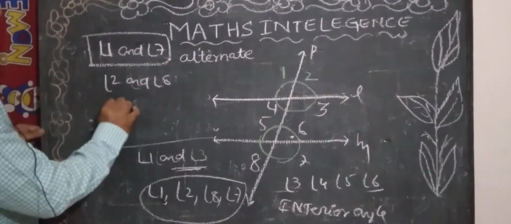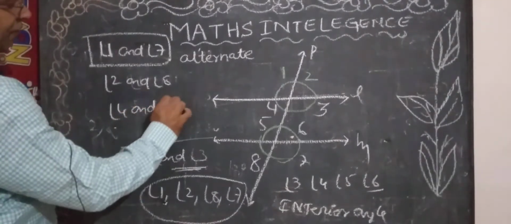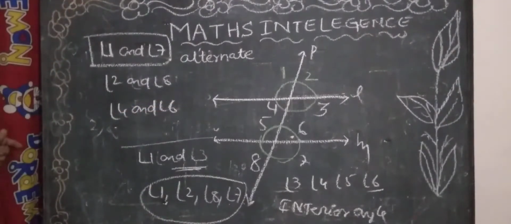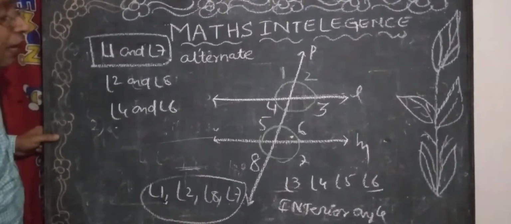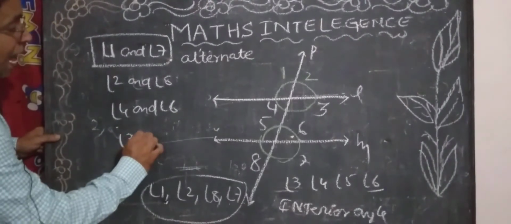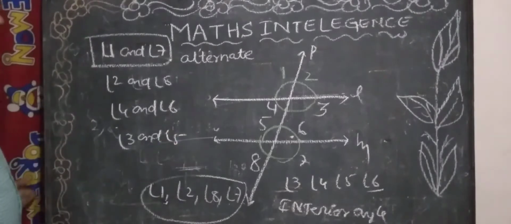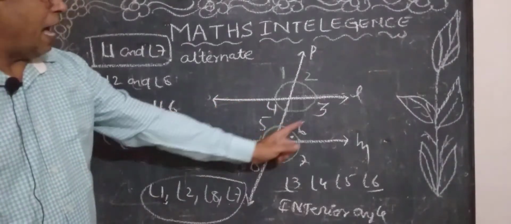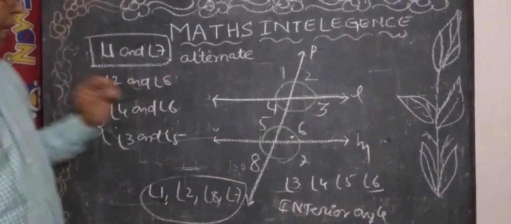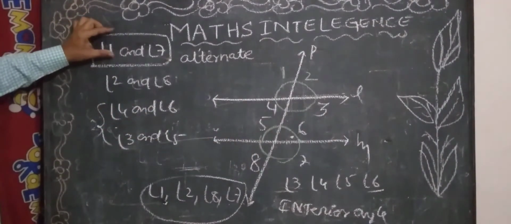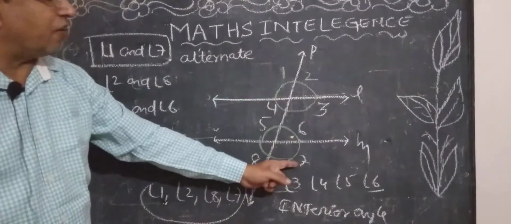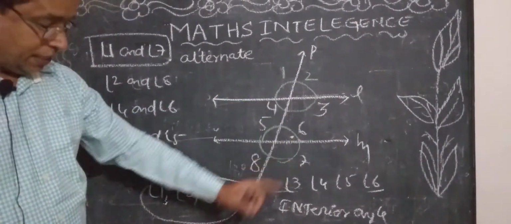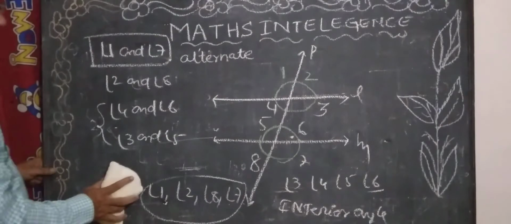Similarly, angle 4 and angle 6, and angle 3 and angle 5. See, angle 4 and angle 6. Okay friends, next, angle 3 and angle 5. These two pairs are alternate interior angles. What are the alternate interior angles? Angle 4 and angle 6, angle 3 and angle 5. And the alternate exterior angles are angle 1 and angle 7. Clear, friends?